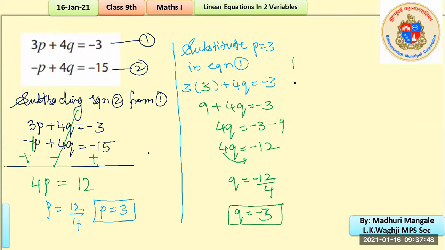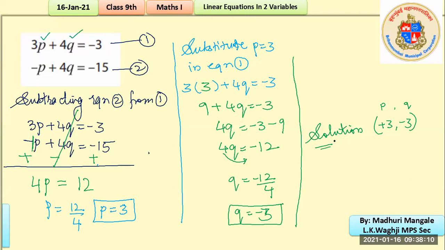And finally, we need to write the solution, which is always of the form x comma y, but here the first variable is p and the second is q. So it will be of the form p comma q. P is positive 3 and q is negative 3. So that is the solution.